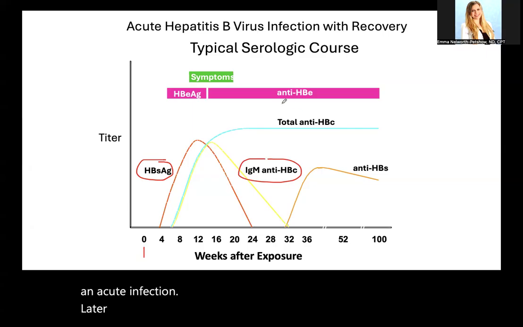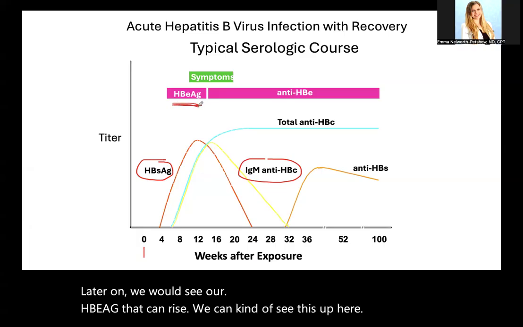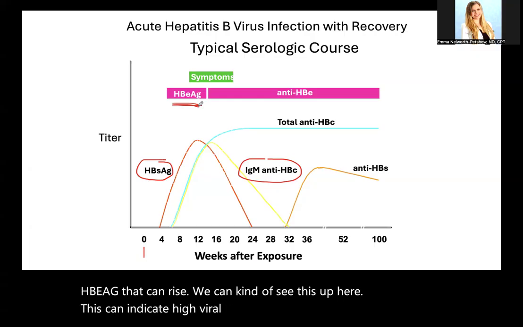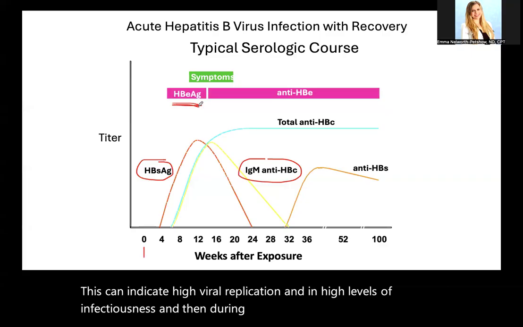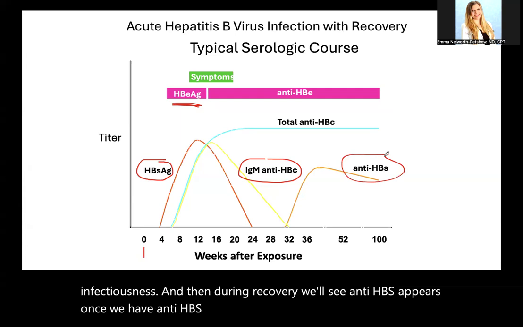Later on, we would see our HBeAg that can rise. We can kind of see this up here. This can indicate high viral replication and then high levels of infectiousness. And then during recovery, we'll see anti-HBs appear. Once anti-HBs appears, this signals immunity.